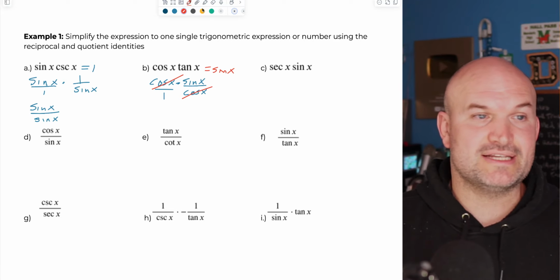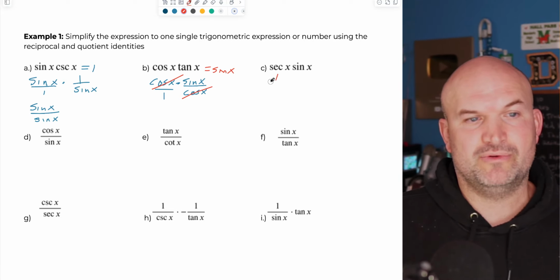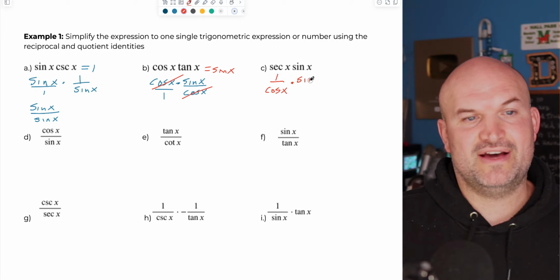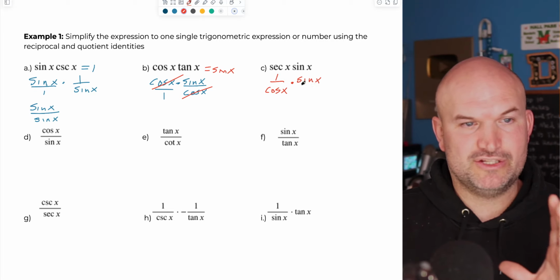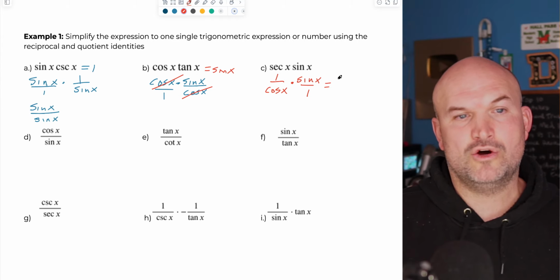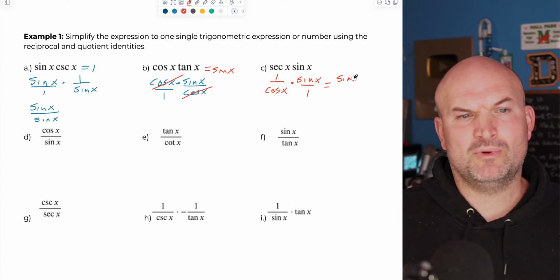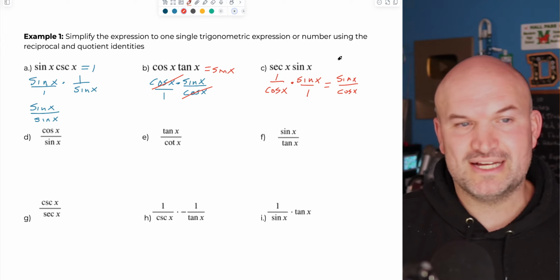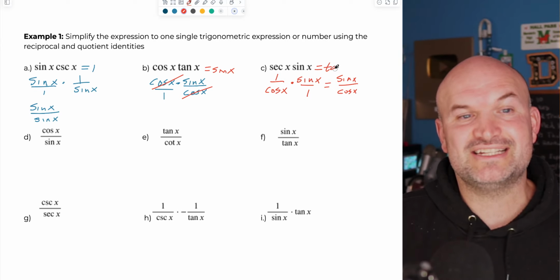Now let's take a look at secant. Well, I know secant can be rewritten as a 1 over a cosine of x, times a sine of x. And if you just multiply these straight across, again, you're going to get a sine of x over a cosine of x. So now we just need to remember, well, what was sine of x over cosine of x? Well, remember, that's a quotient identity that represents tangent of x.